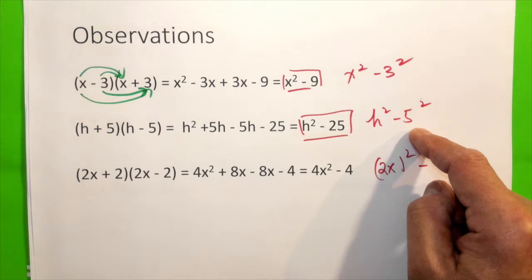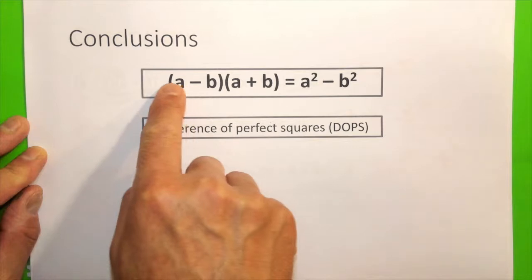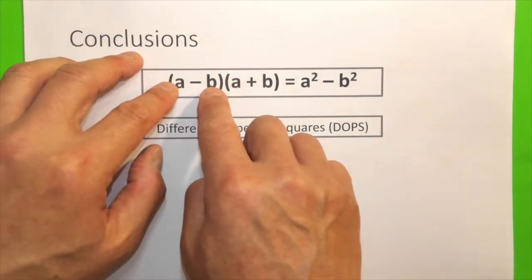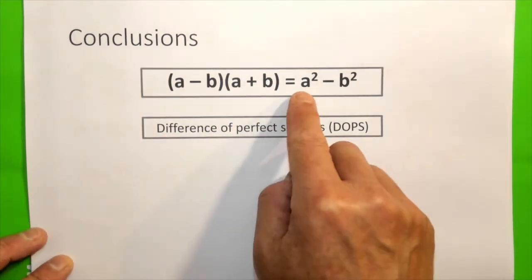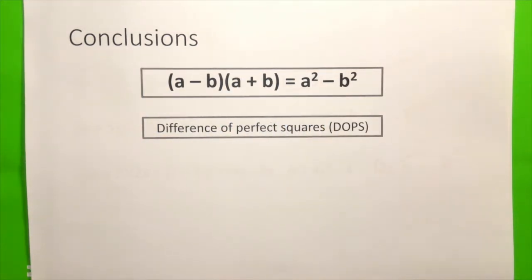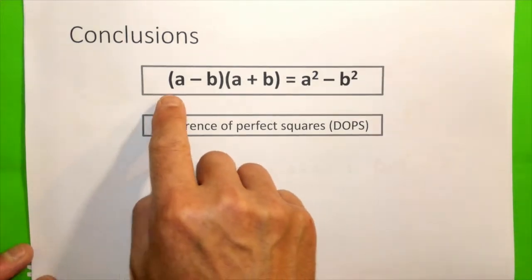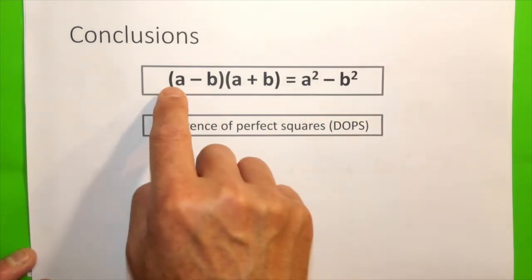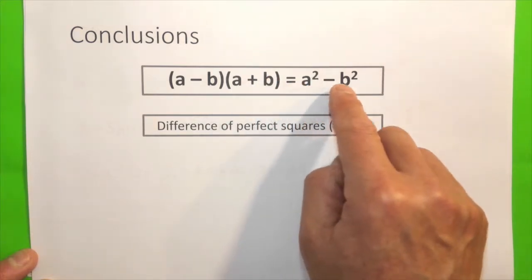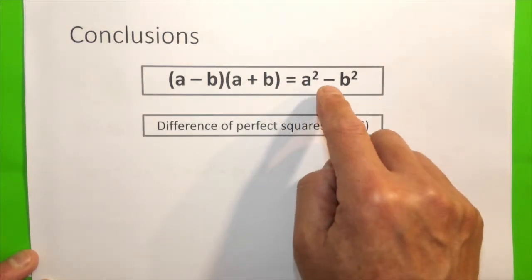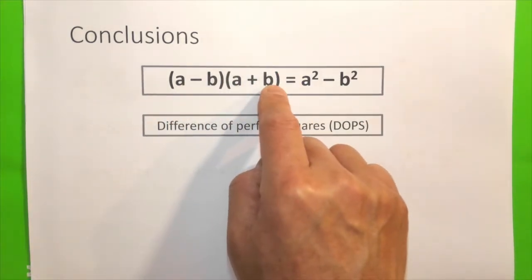So, what is your conclusion? If we have a term (a - b) and another expression (a + b), multiplied together, it is actually a squared minus b squared. And this is called the difference of perfect squares. Remember, this is very important. If you expand (a - b) times (a + b), it gives you a squared minus b squared. And factorizing a squared minus b squared will give you (a - b) into (a + b).